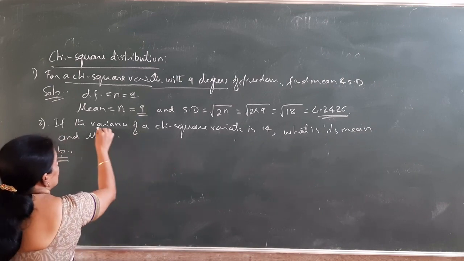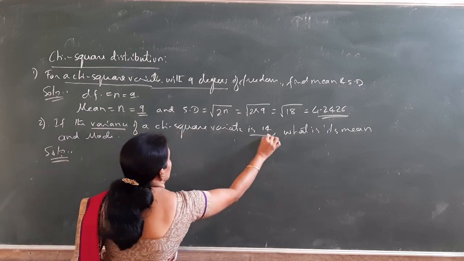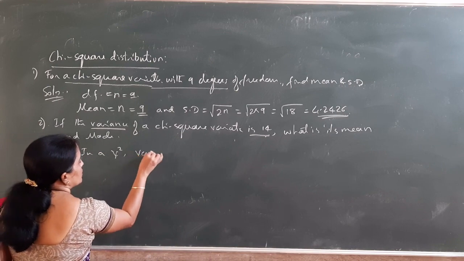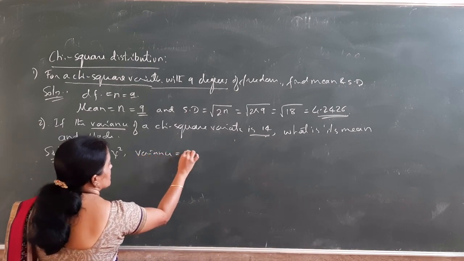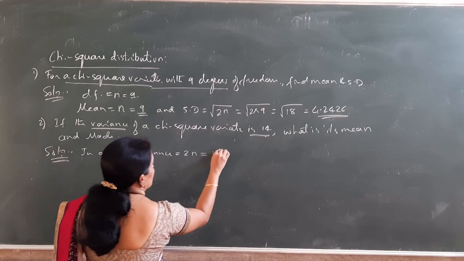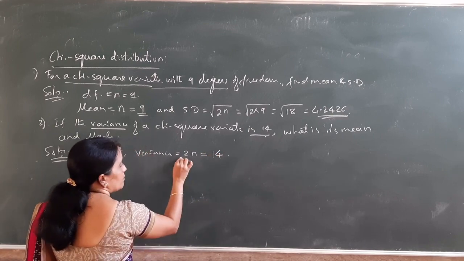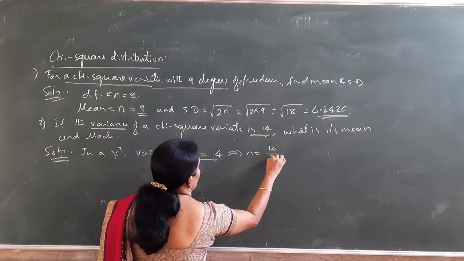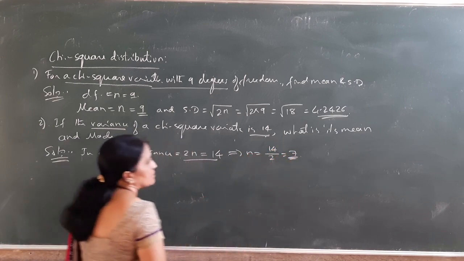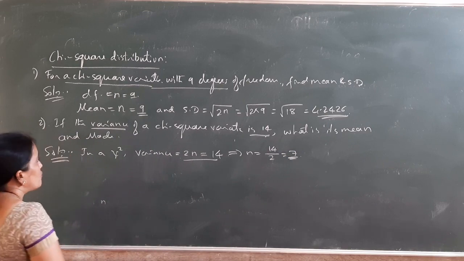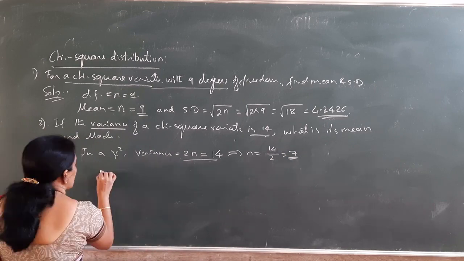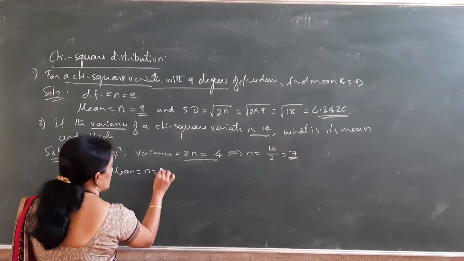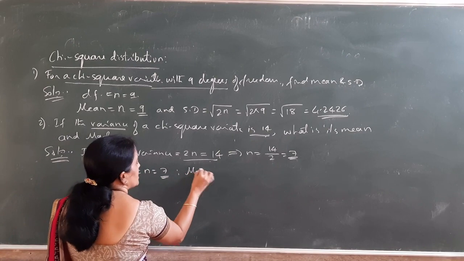Here also what is given? Variance of a chi-square variate is 14. So in a chi-square distribution we know the formula for variance. Variance is equal to 2n and it is given, that is equal to 14. With the help of this information, find n. n is equal to 14 divided by 2, which is equal to 7. It is asked to find the mean and the mode. Therefore, mean equal to n equal to 7, and mode is also asked.